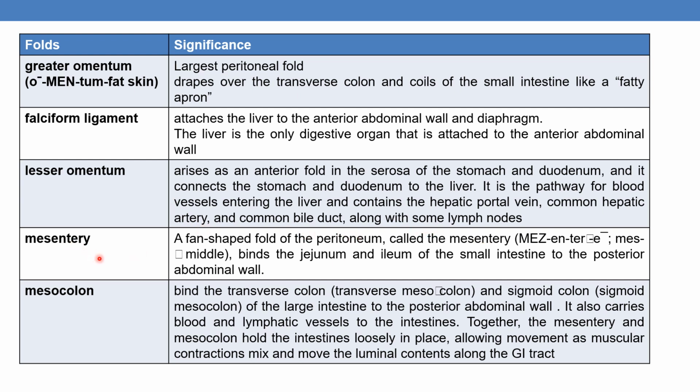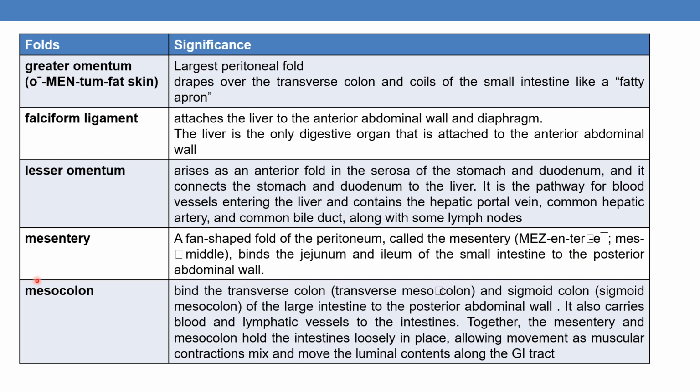The next type of fold is mesentery. It is a fan-shaped fold of the peritoneum. Mesentery, mes means middle. It binds the jejunum and ileum of the small intestine to the posterior abdominal wall. Mesentery is the fold of the peritoneum which binds the jejunum and ileum of the small intestine to the posterior abdominal wall.